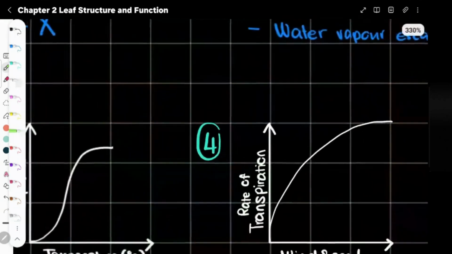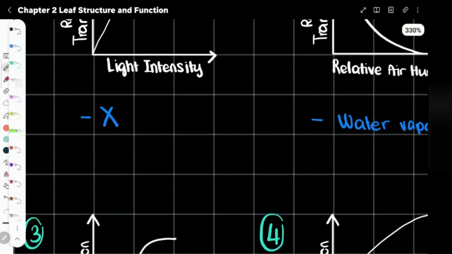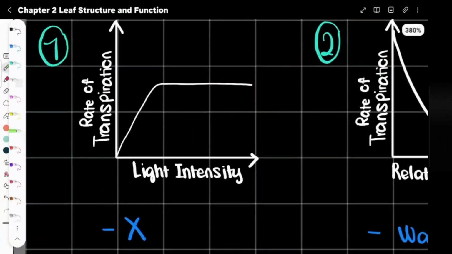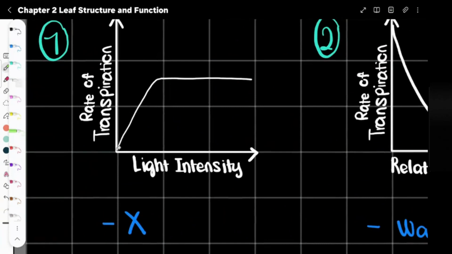In other words, let me just explain briefly, because this one you just have to memorize and understand the graph, so that it's very easy for you to explain in the answer. So, light intensity: you can see the more light it has, the more it will dehydrate, the more it will evaporate. That's all.